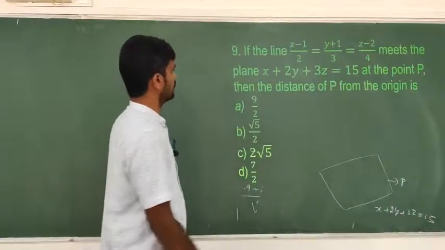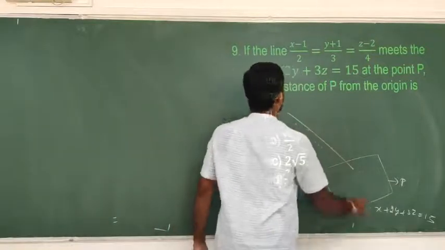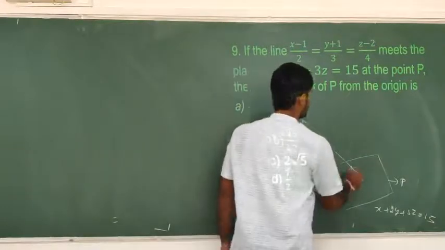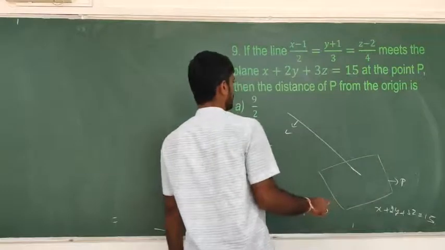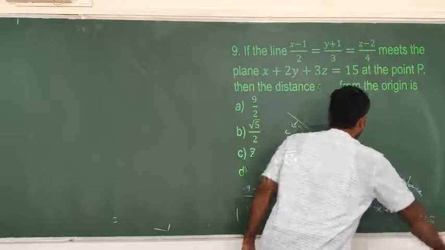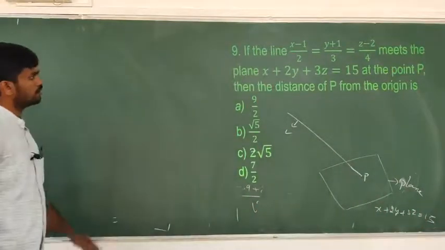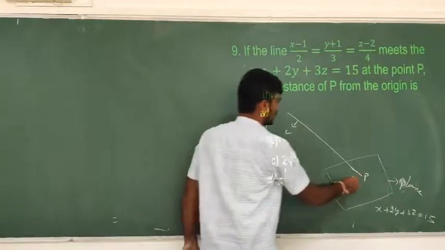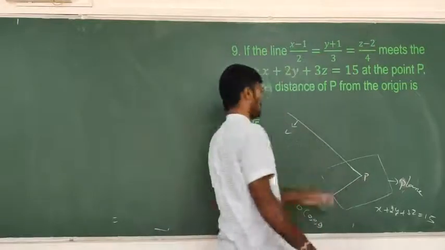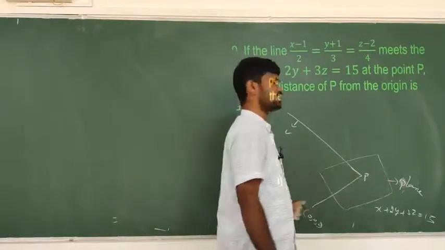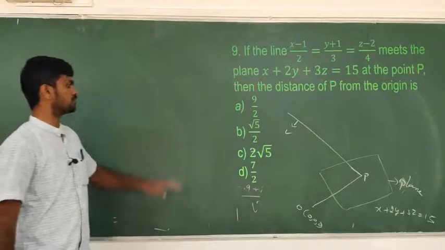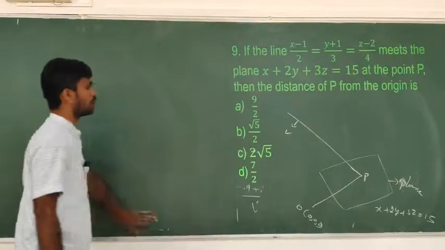So the line x minus 1 by 2 and y plus 1 by 3 is equal to z minus 2 by 4. So this is the line, equation of line L. So this line meets the plane at some point P. Okay, so now our aim is to find the distance of this point from the origin 0 comma 0 comma 0. So if we know the coordinates of P, then by using distance formula we can calculate the distance of point P from origin. So our aim is to find the coordinates of a point P.